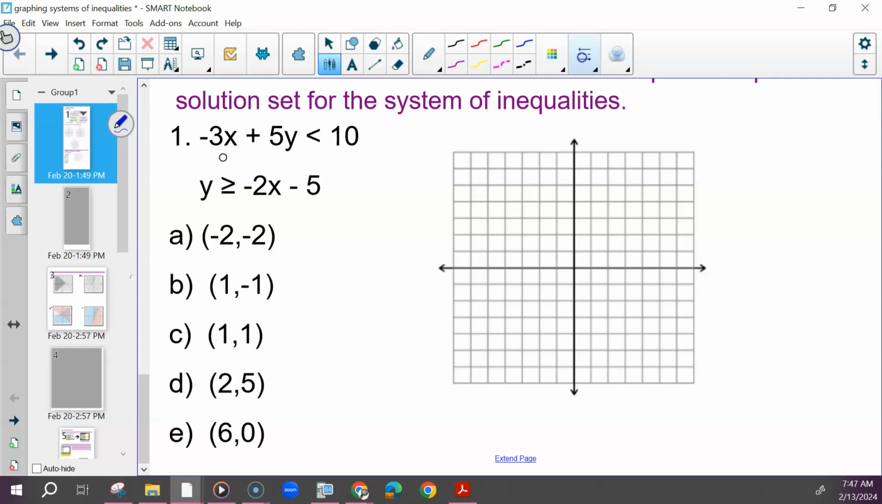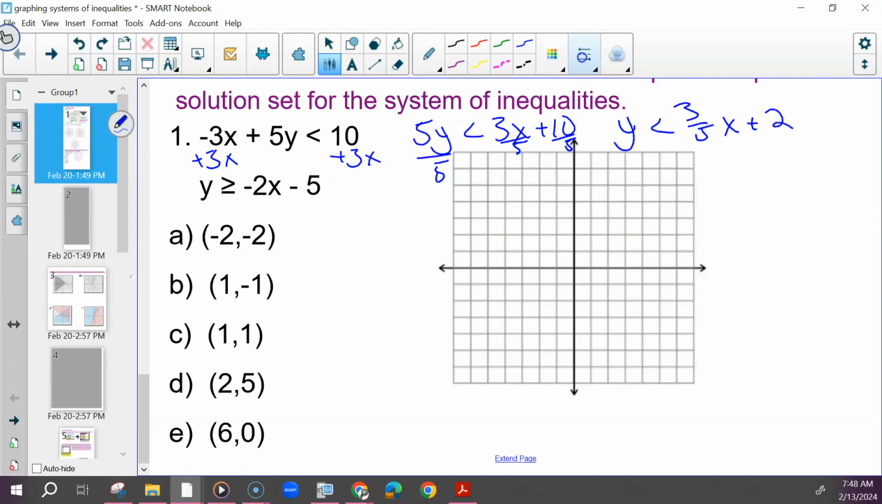So for this first one, we'll need to solve this. How will we do that? Add 3x on both sides. So we have 5y is less than 3x plus 10. And then divide everything by 5. So y is now less than 3/5 x plus 2. Go ahead and graph that.